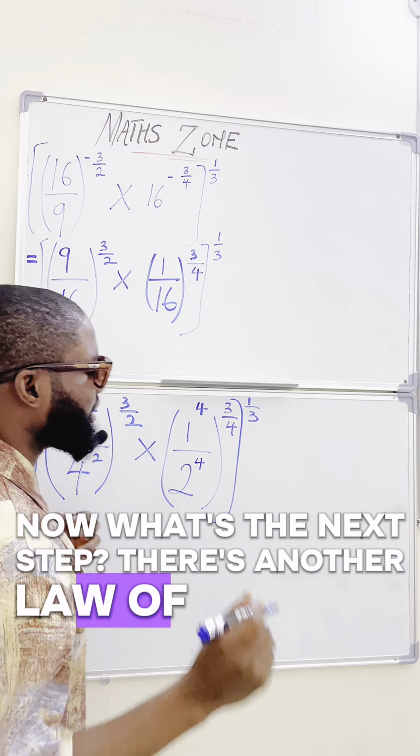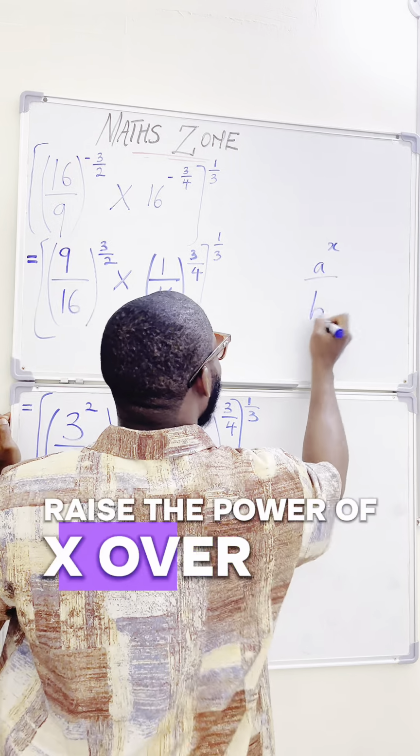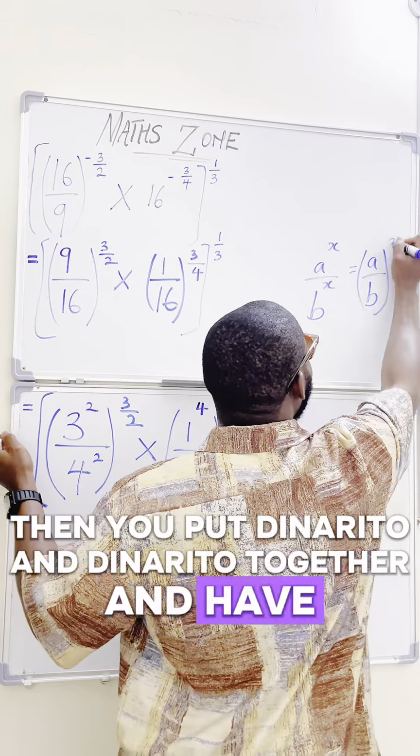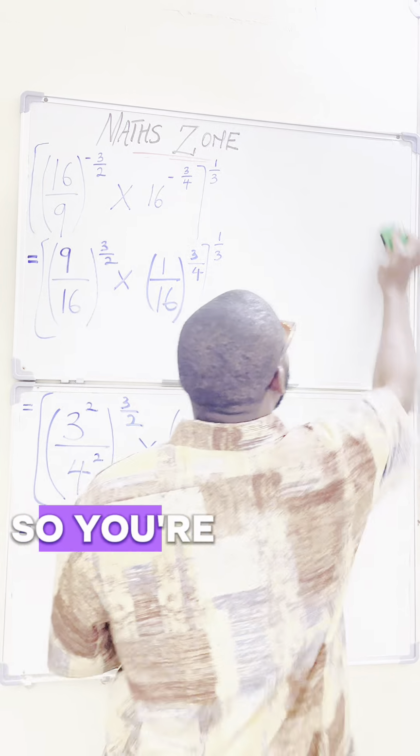Now what's the next thing? There's another law of indices that states that when you have a raised to the power of x over b raised to the power of x, you have the same power for both the numerator and the denominator. You can bring out that power, put the numerator and the denominator together, and have a single power outside the bracket. I'm sure you can still remember this law. So we're going to apply that particular law here.